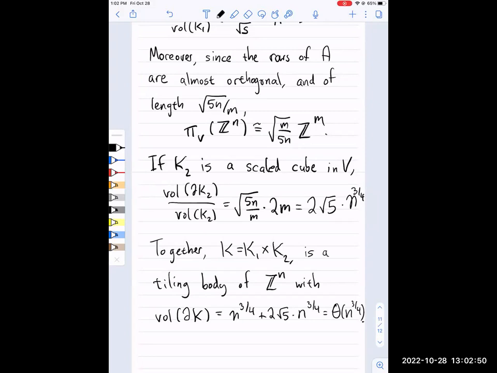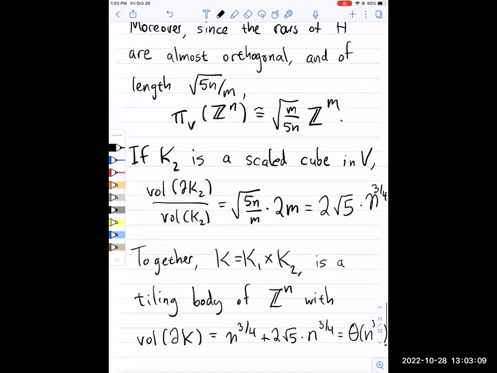Question: how do you improve it? This is the first scale iteration. You can actually improve it. I did one thing here that wasn't very optimal. What I'm doing here is just using a cube, but at this point we already know a cube is not the best way to tile space. So you do it recursively. All you have to do is take this cube I used here, this is why I have a 2m, and replace it with a better tiling of Z^m.